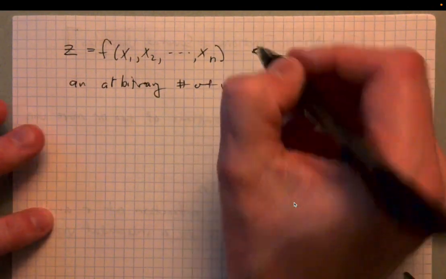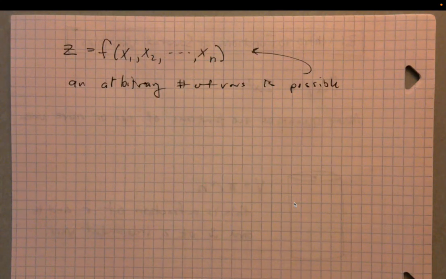Okay, so in this case, n variables. All right, so that's kind of how these things are notated, how we tend to think about them.